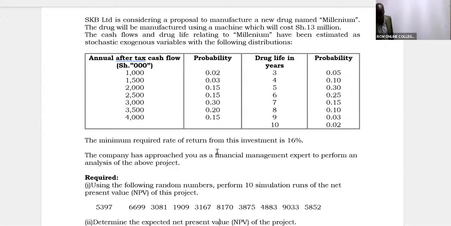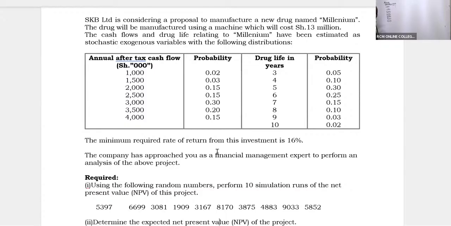So, ladies and gentlemen, what I will do here: first of all, you write down the variables. The variables we have in this case are the annual cash flows. Write them down. So annual cash flows, I can see 1,000, 1,500, 2,000, 2,500, 3,000, 3,500, and then we have 4,000.